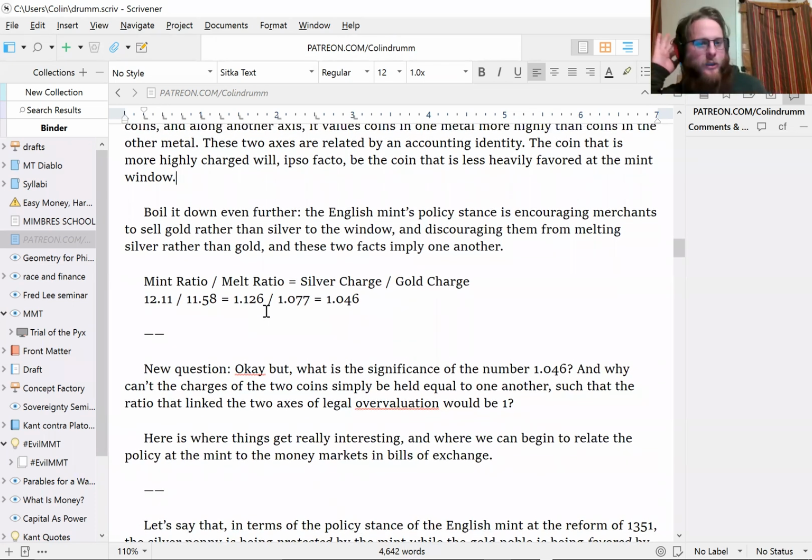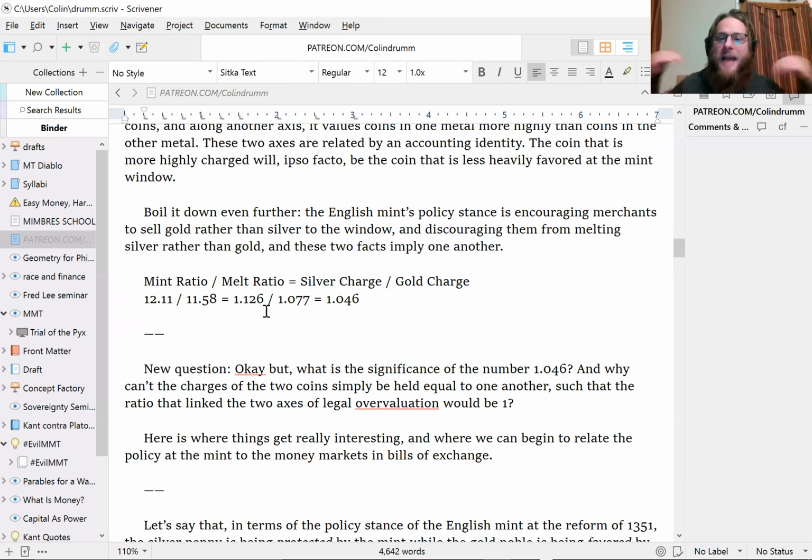So to make it even simpler, the English Mint's policy stance is encouraging merchants to sell gold rather than silver to the window because it gives them a little premium. And discouraging them from melting silver rather than gold. Why? Well, because when you melt silver, the silver coin is more highly charged. So that nominal premium that it gets for being English silver disappears. Poof, goes up in smoke because you melted it. And now it no longer has the king's face on it, and so it's no longer legal English money. And that all just disappears.